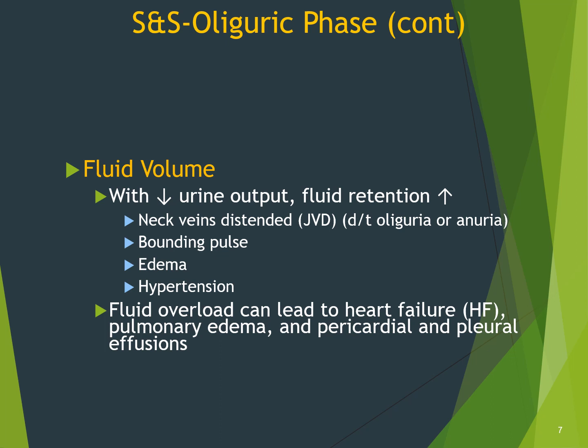Fluid volume: with a decrease in urine output, there's usually an increase in fluid retention. So you're going to see things like neck vein distension or JVD, bounding pulses, edema, hypertension. Fluid overload can lead to heart failure, sometimes irreversible, pulmonary edema or backup of fluid into the lungs, and pericardial and pleural effusions. Usually the severity of the symptoms depends on the extent of the fluid overload.